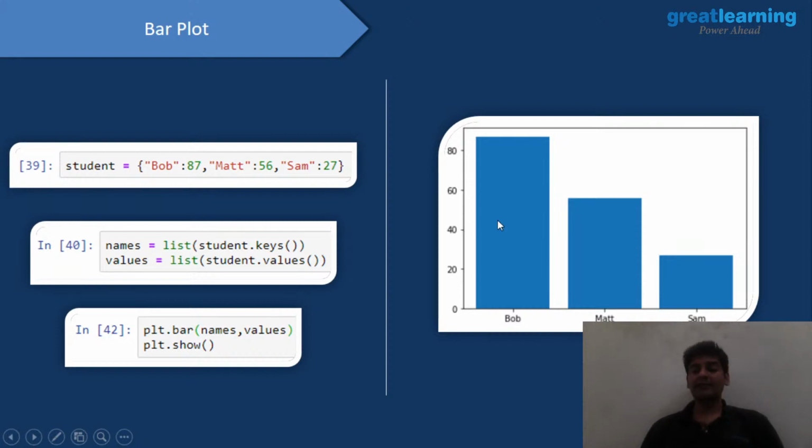Now let's see how we can actually create this plot. First, I'd have to create a dictionary. So student, and here I have key value pairs, Bob 87, Matt 56, and Sam 27. Now after creating this dictionary, I'd have to extract the individual keys and individual values. To extract the keys, I'll just write down student.keys. I'll convert the keys into a list, and I'll store that in a new object called names.